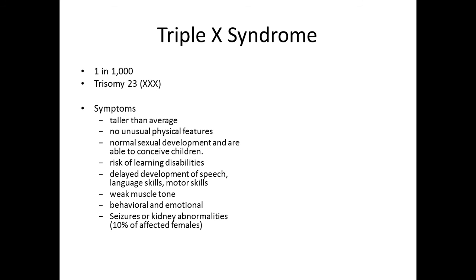They also have a lot of behavioral and emotional problems. Many of them are extremely emotional, and if you were a person that had triple X, it's really hard to know what these emotions are being stirred from. You just know you have them. And then about 10% of them usually suffer from anywhere from seizures to kidney abnormalities. So this can be very severe, and I imagine some of them would have to be on dialysis for such things.